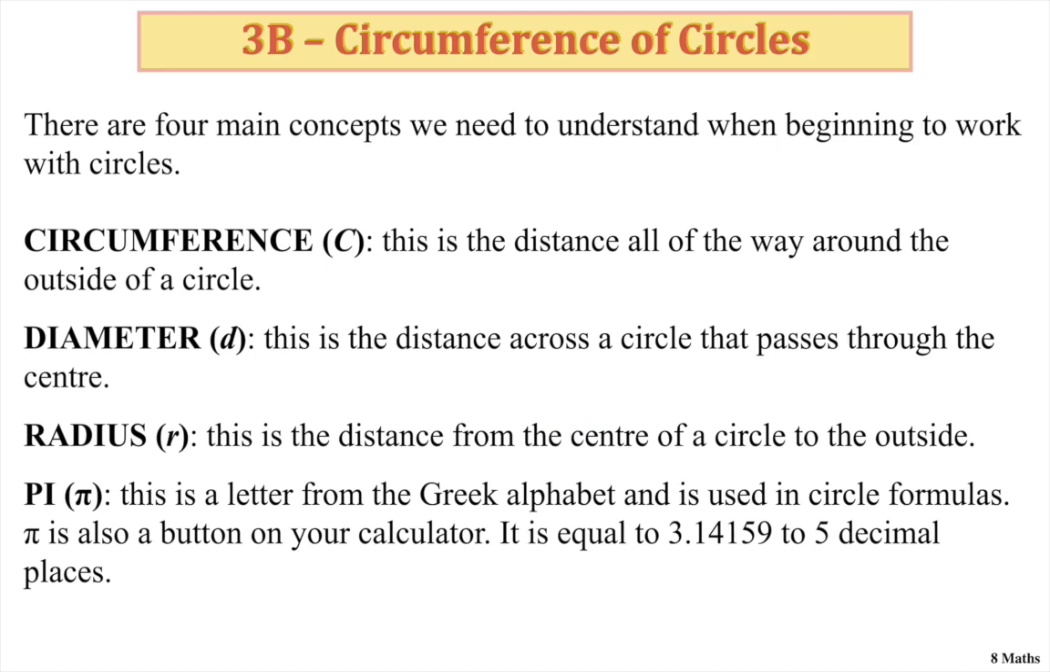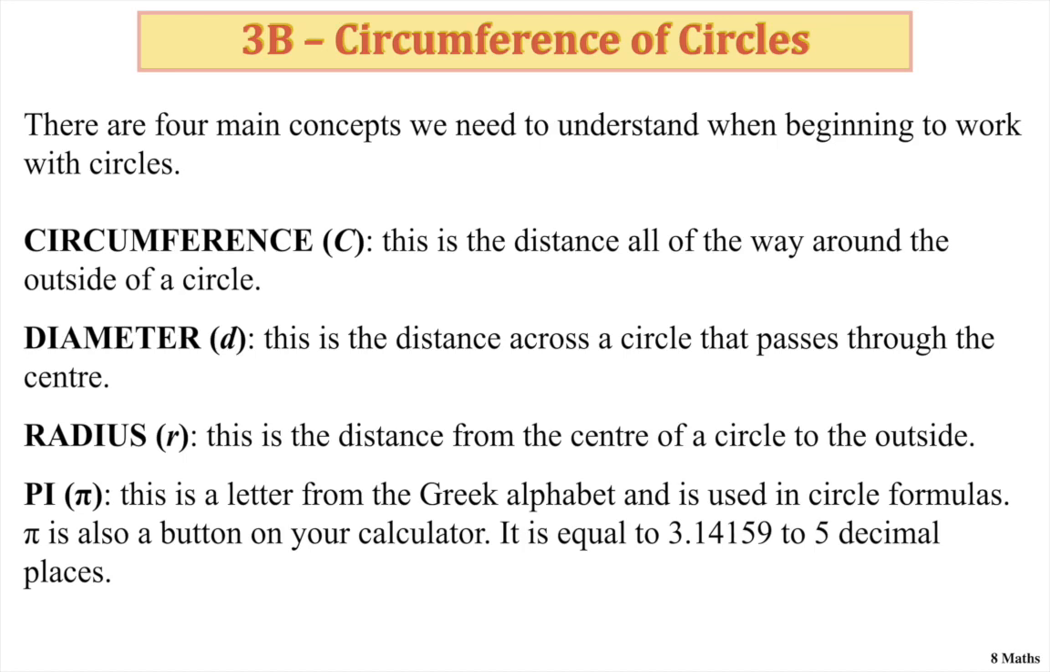That's called the radius. And the last thing we need to be aware of is this Greek symbol. It's called pi. It's a letter from the Greek alphabet that we use in the formula for circles. You can actually find a button on your calculator that has pi next to it. If you look right down in the bottom row, it's the middle button in the bottom row, you'll have in gold writing a little pi. And if you hit shift and then that button, that will put pi on your calculator screen.